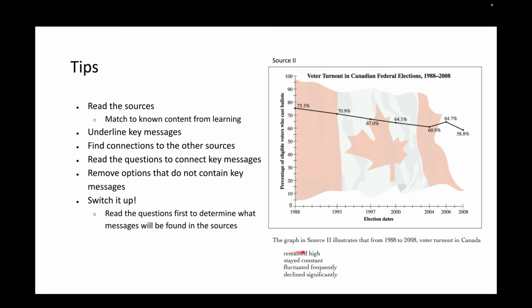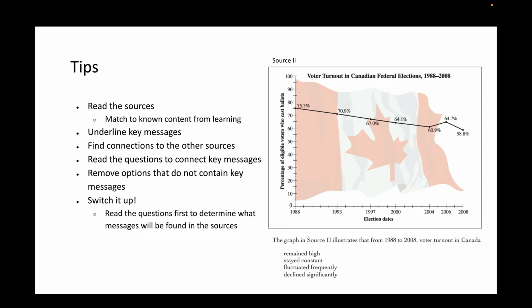So we can remove remained high. Stayed constant is the next option. Well, if it stayed constant, we would be floating around the 75 percentage mark in all of these elections. So it didn't do that. Fluctuated frequently. The only fluctuation we have here is between 2004 and 2008, where in 2006, the voter turnout does increase. But we don't see these frequent fluctuations occur, so it can't be C.